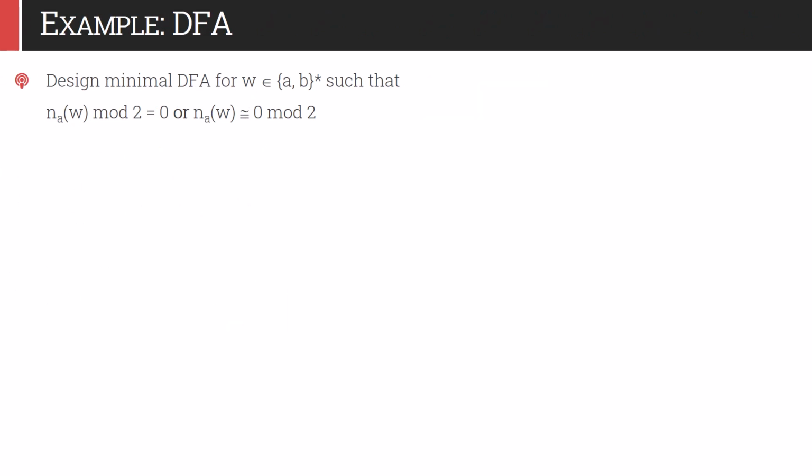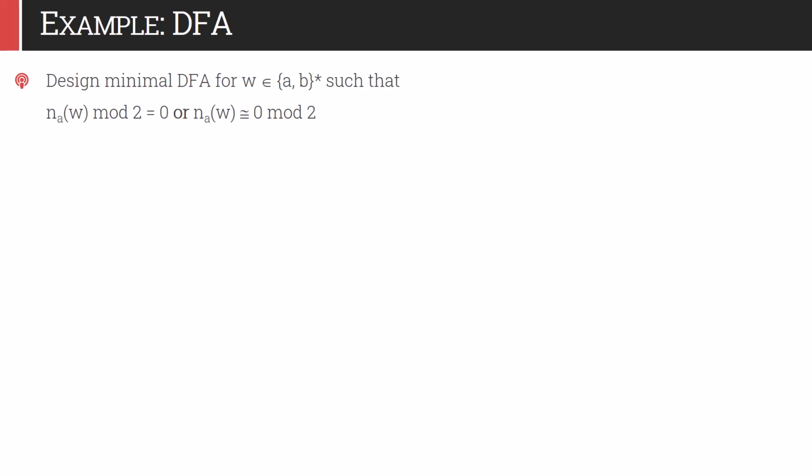Design a minimal DFA for all the strings W defined over alphabet set {A, B} such that the number of A in string W mod 2 is equal to 0. Or we can also say that the number of A in string W mod 2 is congruent to 0. Two definitions we have discussed on the previous slide.